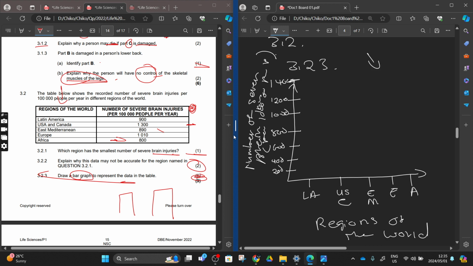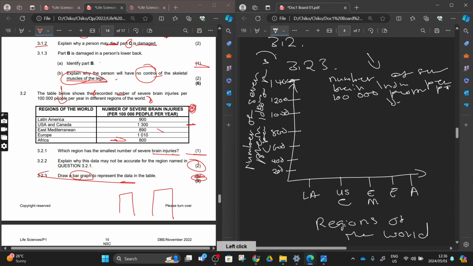Then you come and give the topic there. You're going to do the topic, the heading of the table there, and then recorded. You say the number of severe brain injuries per 100 per year in different regions. You just come and copy this. The number of severe brain injuries per 1, 2, 3 people per year, right? Per year in different regions. I want to create the space: regions of the world.